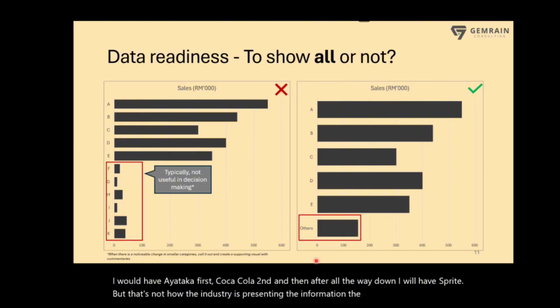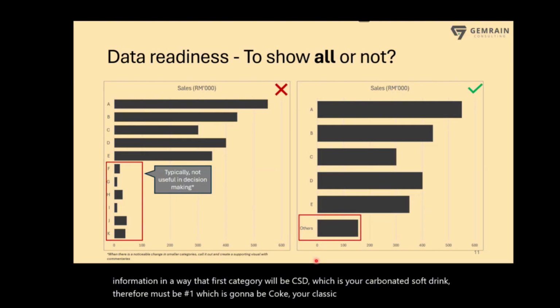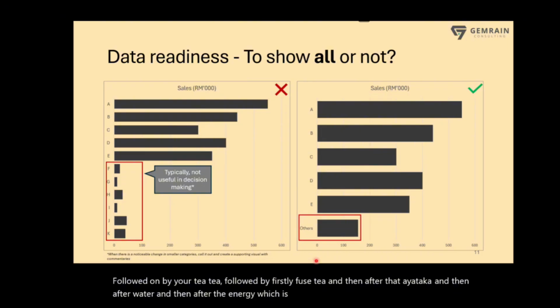The industry would present the information in a way that first category will be CSD, which is your carbonated soft drink. Therefore, must be number one, which is going to be Coke, your classic Coke. And then after that, your Coke Zero. And then after that, Sprite followed on by your tea. Tea followed by firstly Fuse Tea. And then after that, Ayataka. And then after that, water. And then after that, energy, which is your Monster, right?